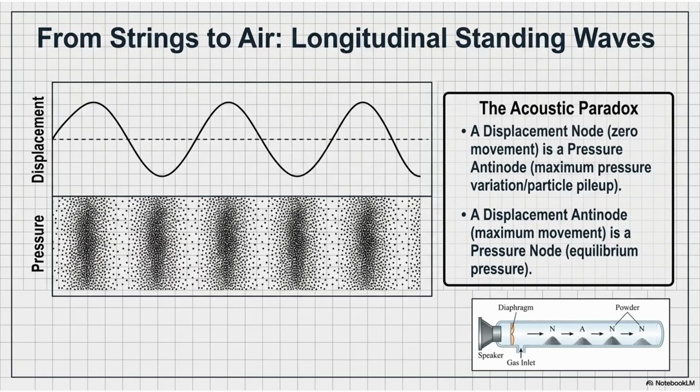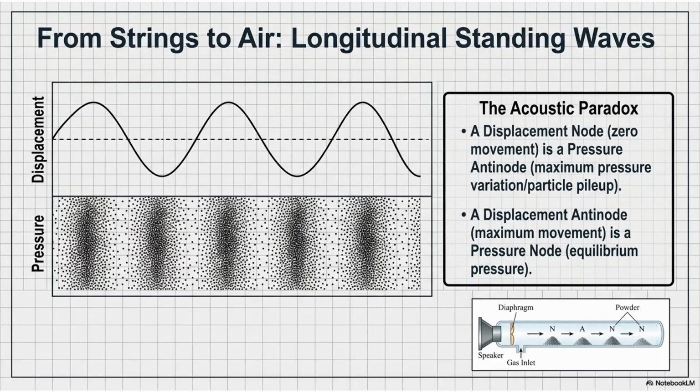Right. Pushing and pulling. So look at the visual on the slide. It shows a speaker pushing gas over some powder in a tube. When air particles get pushed against a solid boundary, like the closed end of a tube, they can't move forward. The wall stops them. So that's the displacement node, zero physical movement. Exactly. But because they are trapped there and the wave is still actively shoving more air particles into them from behind, they pile up, they compress.